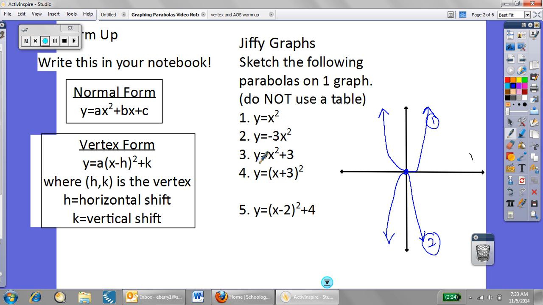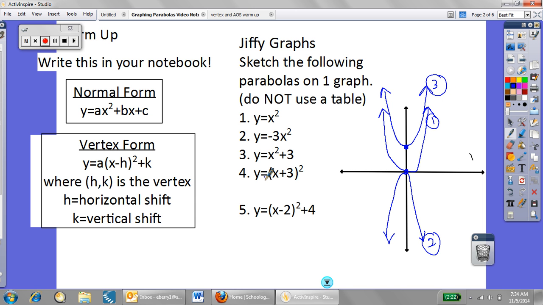Number 3, x squared plus 3. This constant, 3 at the end, is a vertical shift that moves it up on the y-axis. If you look at our vertex form, we can see that the k value here is 3. The k value means that it's a vertical shift. So we go up to 3, you can estimate where that is, and it's an upward parabola. This is number 3.